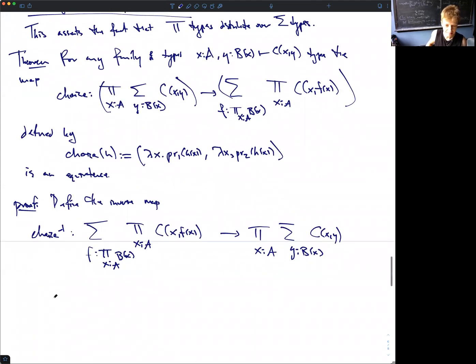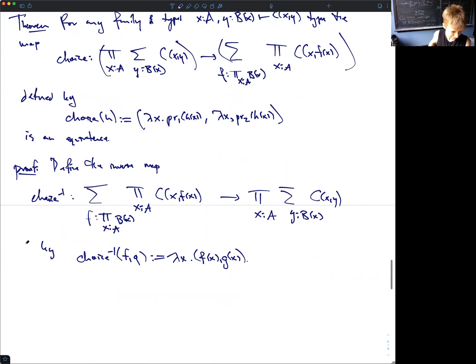I'm going to define this by sigma induction, so it would suffice to define this on a pair. Given my f and my g, I'm going to define this to be the function that for all x in A just returns the pair f of x, g of x. You might compare this with the section map that occurred in the proof that weak function extensionality implied function extensionality. Both of these are very canonical. All we're doing is using our pairing and projection in different orders.